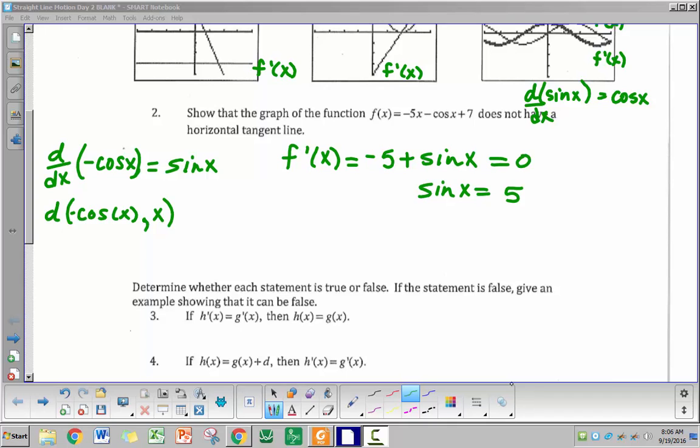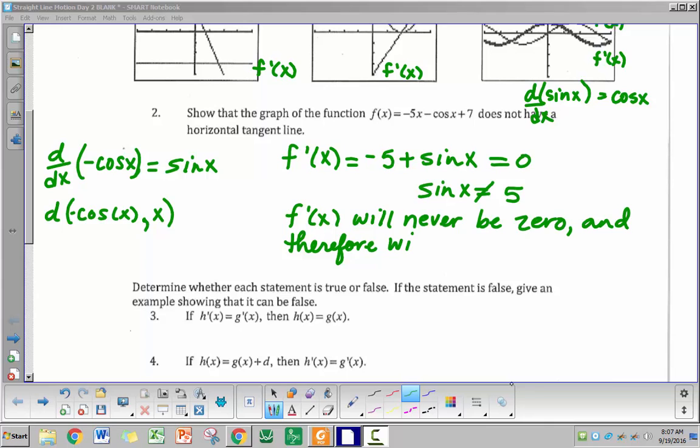Can that be? No. Why? Sine is always between negative 1 and 1. So this is no solution, which means f prime of x will never be 0, and therefore will not have any horizontal tangents. So you can set the derivative equal to 0 and see if it happens. In this case, it doesn't.